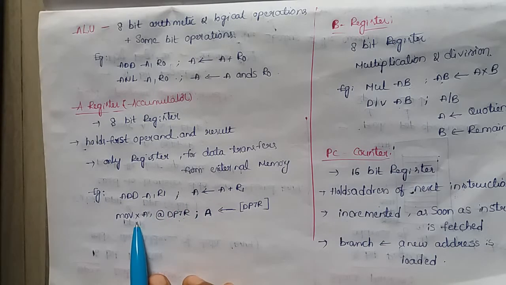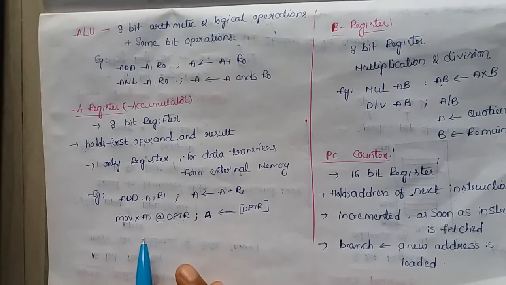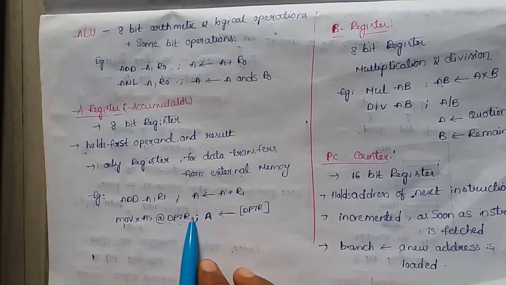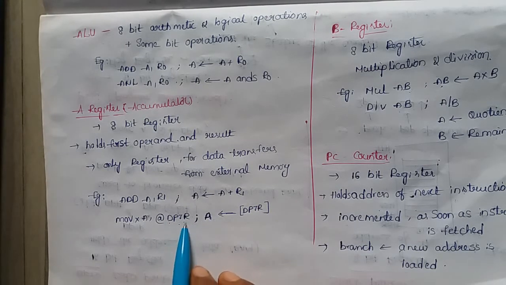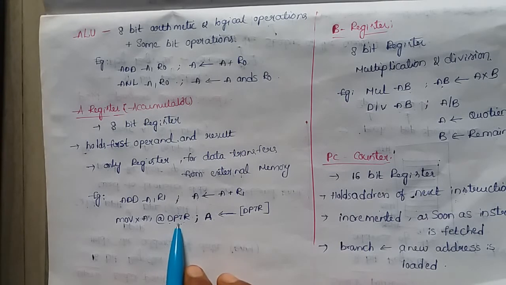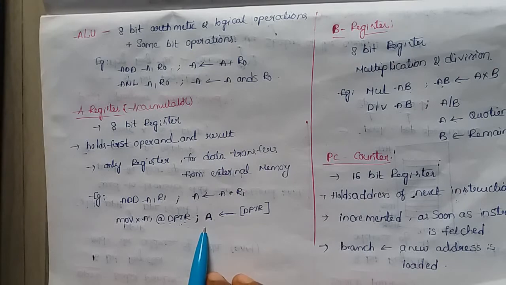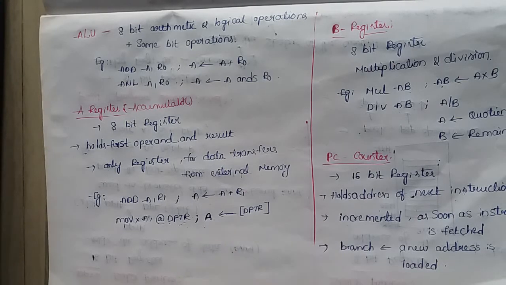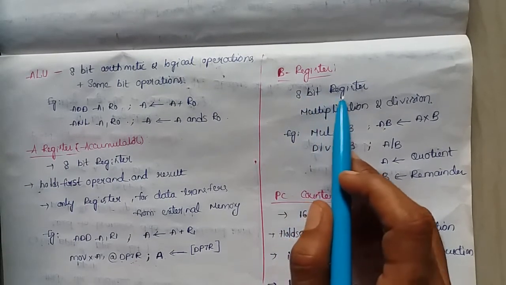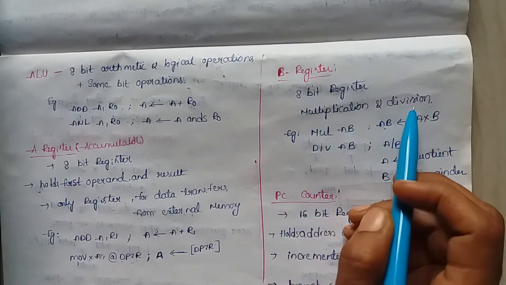Next one, MOVX A, @DPTR. Here in this example, A gets the data from the external RAM location pointed to by the DPTR. You know that DPTR is a 16-bit register, and it is used to save the address. Here in this example, DPTR stores the address of the data, and that data is present in the external RAM. Next, coming to the B register. The B register is also an 8-bit register and used for multiplication and division purposes.